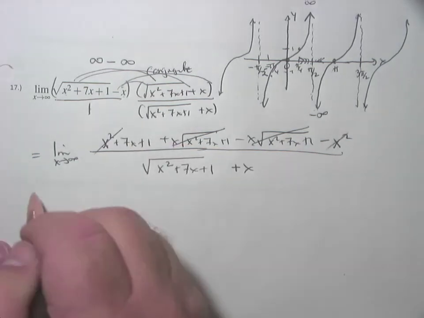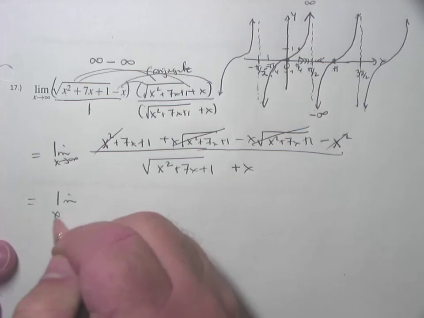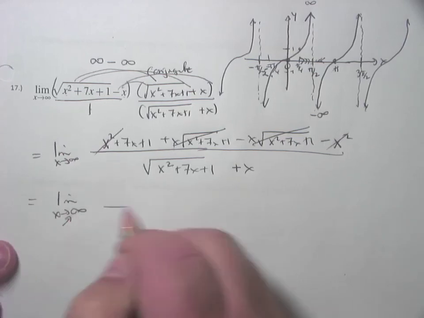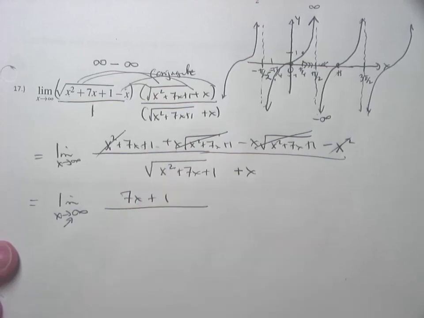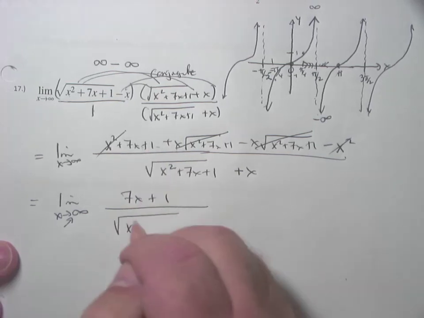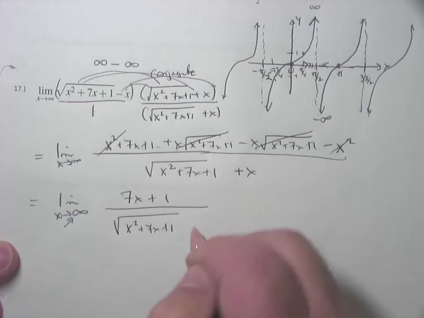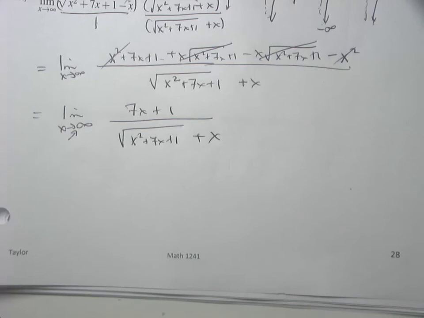So it makes it feel better. I now actually have a fraction. And I am going towards positive infinity of, this would be 7x plus 1, that's what's left in the numerator, divided by the square root of x squared plus 7x plus 1 plus x. Does that make sense? Now I have a fraction.